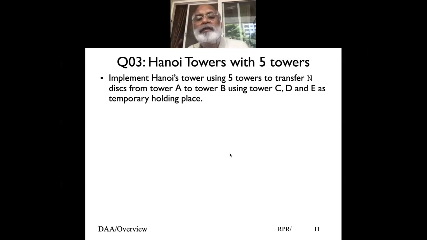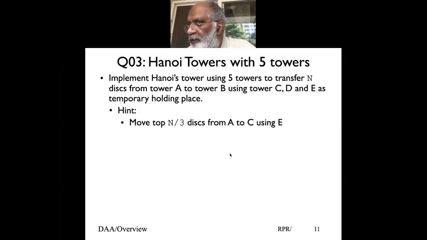What it's saying is, we know how to solve with 3 towers. So what we'll do is, we divide the problem, since we have 2 extra towers. We divide the problem into 3 parts, n by 3, n by 3, n by 3, because then I can solve using those n by 3 using the traditional method. So essentially, move the top n by 3 disks, which is the ceiling of that.